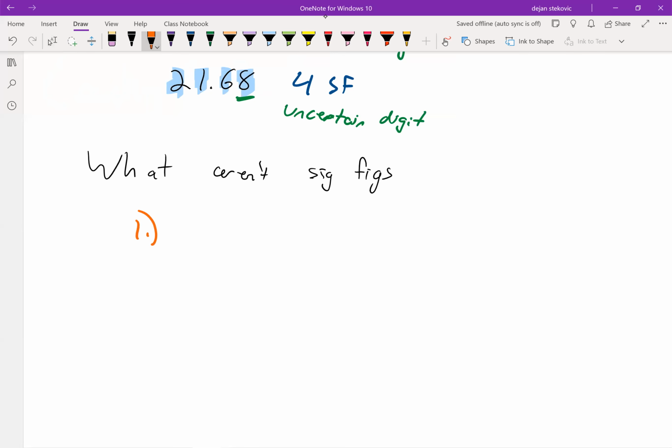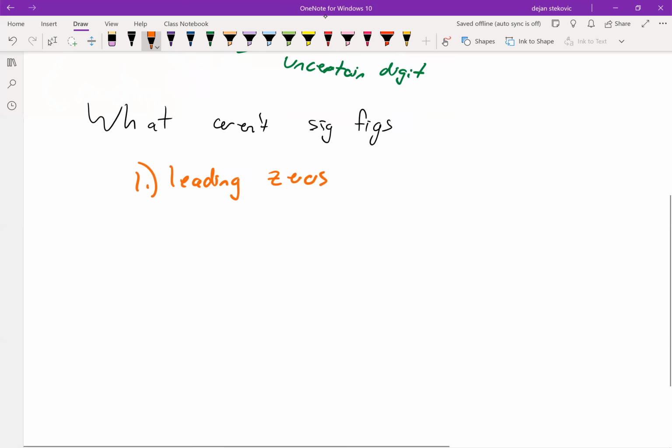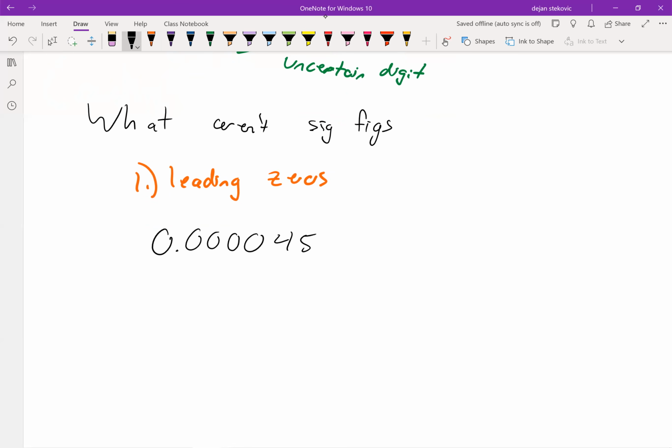The first type of zeros that aren't sig figs are leading zeros. For example, if your numerical value is 0.000045, those zeros are before our non-zeros, so they are leading zeros, and so they are not significant figures. In this case, we would only have 2 sig figs, and our uncertain digit would be this 5 right there.